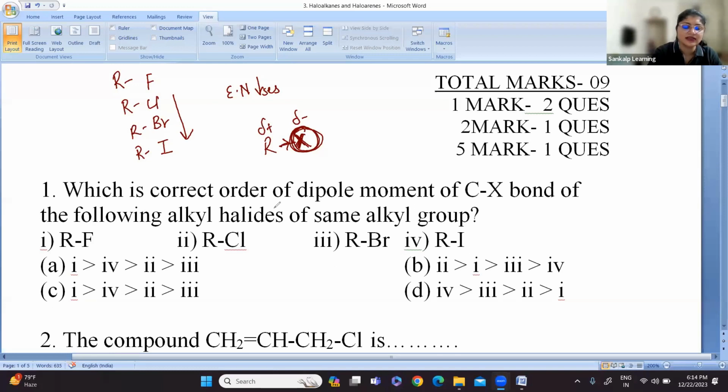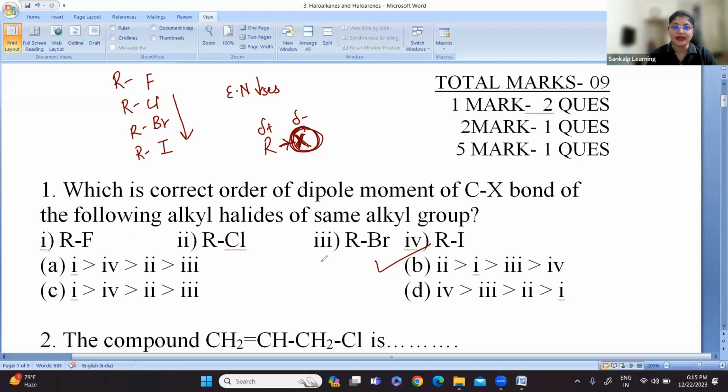So which is the answer? Yes, students, which is the answer? It is option number B. RCl is greater than RF is greater than RBr is greater than RI. So what is the reason? What is the reason?